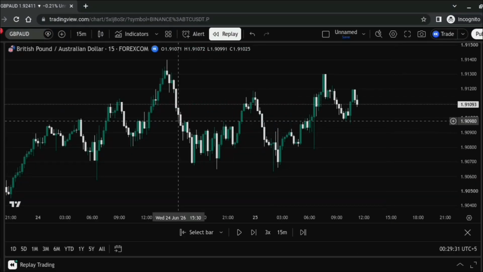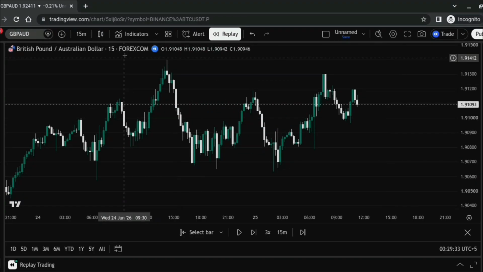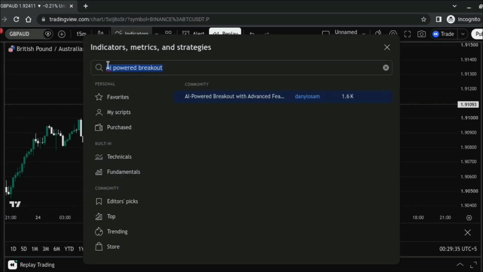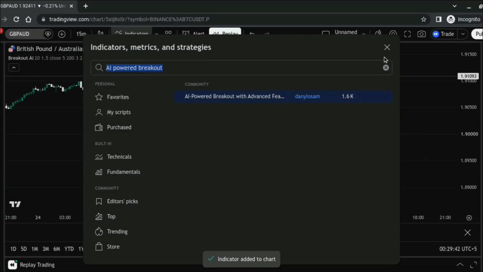In this strategy, we're gonna use an indicator. You have to go to the indicators and you have to search for A power breakout with advanced features, which is by Danny Lawson. I'm gonna open it.